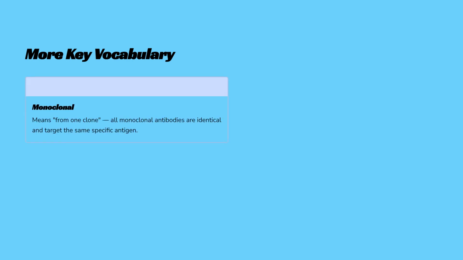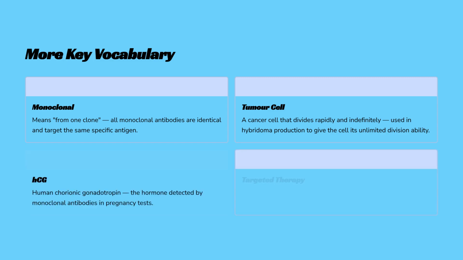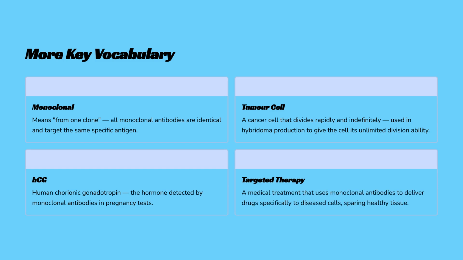Familiarize yourself with these additional terms as well. Monoclonal means from one clone. A tumor cell provides the ability to divide indefinitely. HCG is the pregnancy hormone, and targeted therapy describes using antibodies to deliver drugs directly to diseased cells.